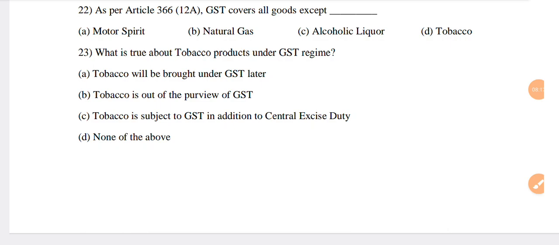What is true about tobacco products under GST regime? Option A tobacco will be brought under GST later. B tobacco is out of purview of GST. C tobacco is subject to GST in addition to central excise duty, and D none of these. The correct option is C.